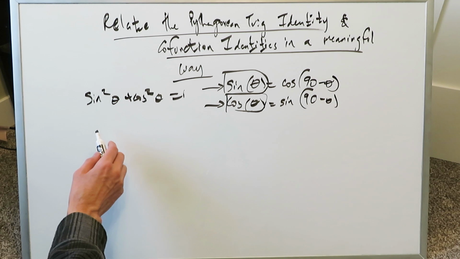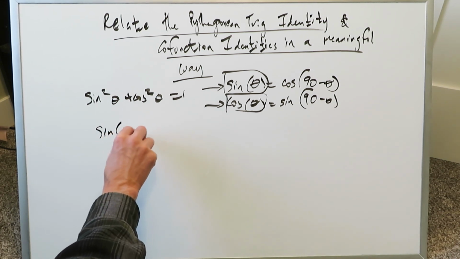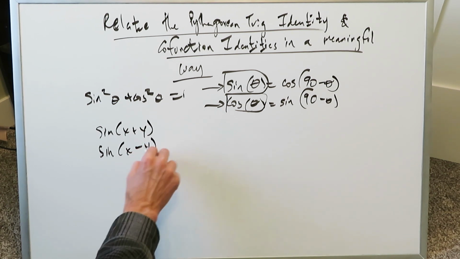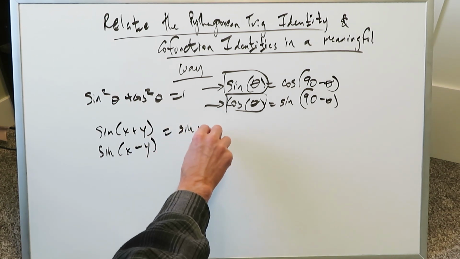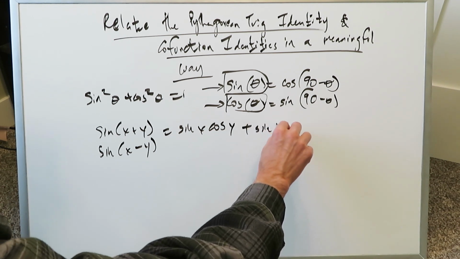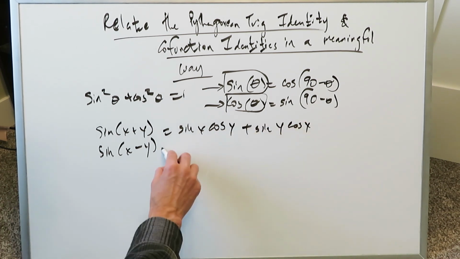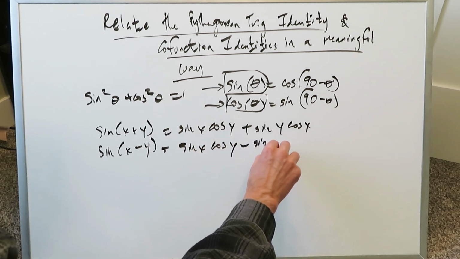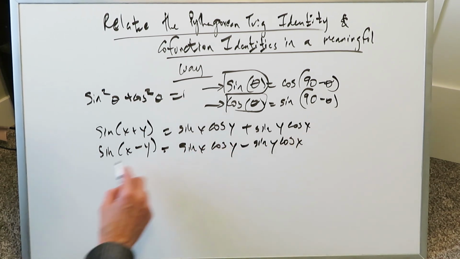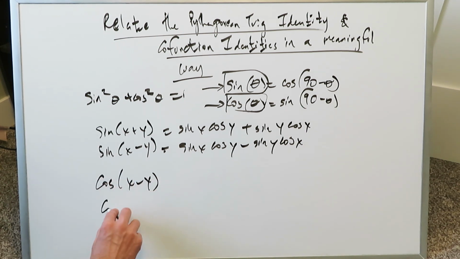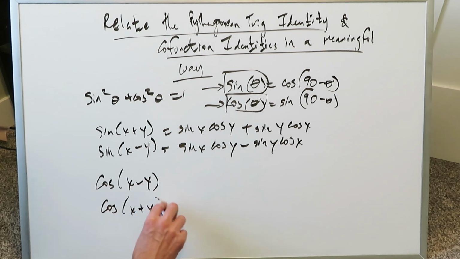Before I end this video, I want you to very well remember this and revise this one. Sine x and y in terms of the plus and the minus, this right here would be sine x cosine y plus sine y cosine x. Here you will have a sine x cosine y minus sine y cosine x. Likewise, these are what you have to know for cosine x minus y and cosine x plus y.